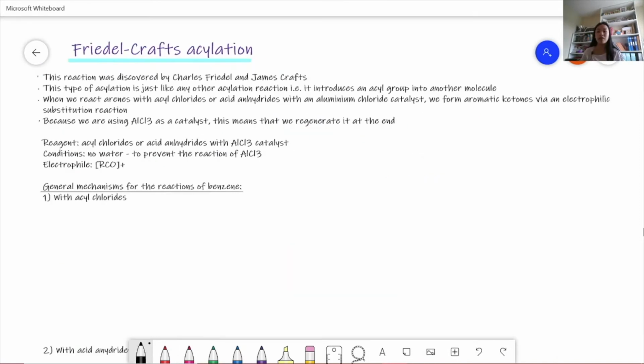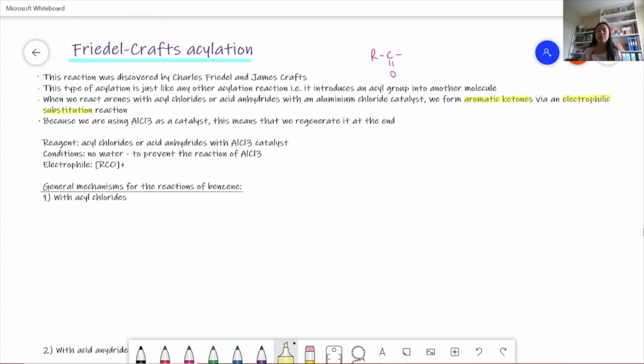Now I'm going to talk about Friedel-Crafts Acylation. So this reaction was discovered by Charles Friedel and James Crafts, and this type of acylation is just like any other acylation reaction. So what we mean is that it introduces an acyl group into another molecule. And as a reminder, the acyl group is just this R-C double bond O group. And when we react arenes, so compounds with the benzene ring, with acyl chlorides or acid anhydrides with an aluminium chloride catalyst, we form aromatic ketones, and this is via an electrophilic substitution reaction.